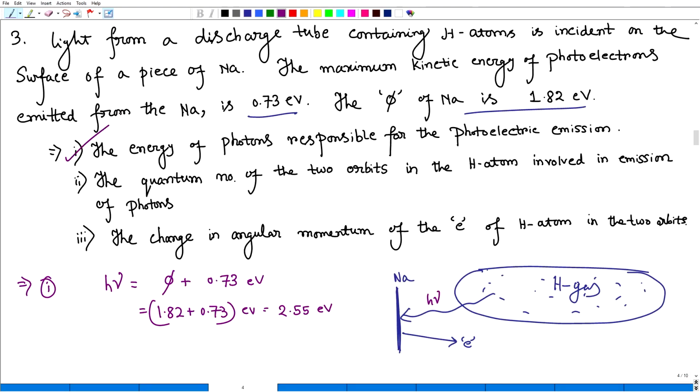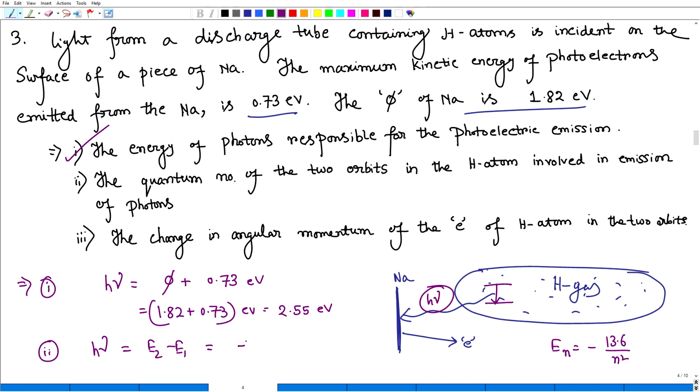Now, the next question, they ask the quantum number of 2 orbits in the hydrogen atom involved in emission of photons. Okay. So, this photon is emitted from the hydrogen atom, certainly there is some de-excitation, that is why the emission is occurring there. And the energy h nu is actually E2 minus E1, we know. So, now we have to find out what is the formula for hydrogen atom. En equals minus 13.6 by n square. Just we have to write it down here.